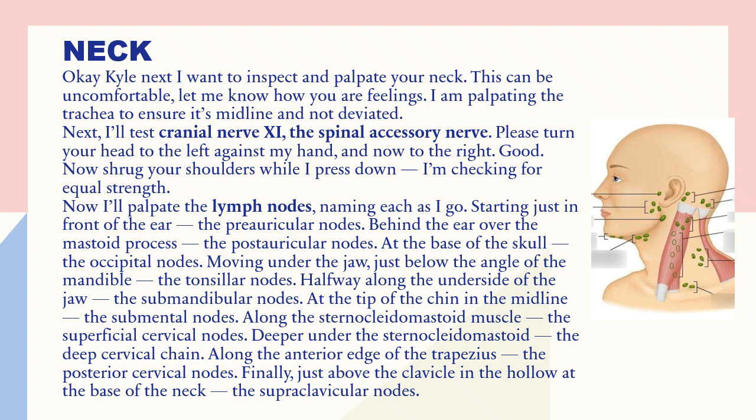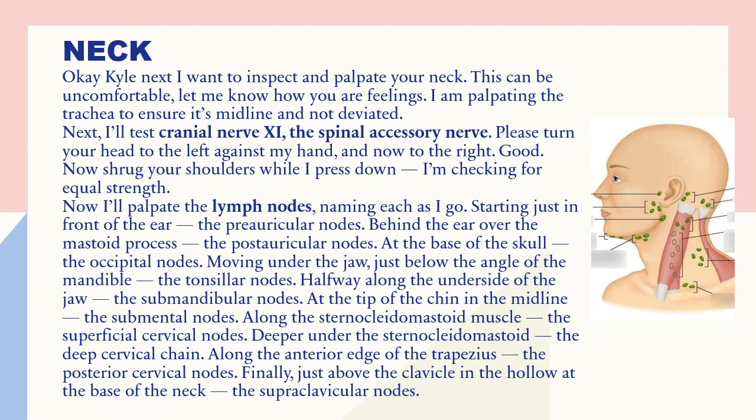I want to palpate the lymph nodes, and I'll just name each one as I go. Starting right in front of the ear, the preauricular nodes. Behind the ear over the mastoid process, the postauricular nodes. At the base of the skull, the occipital nodes. Moving under the jaw, just below the angle of the mandible, the tonsillar nodes. Halfway along the underside of the jaw, the submandibular nodes.